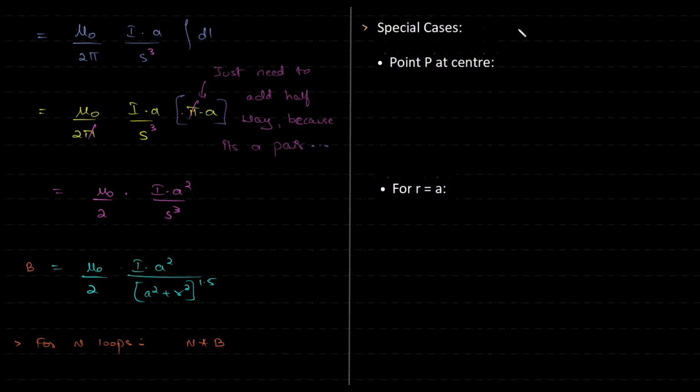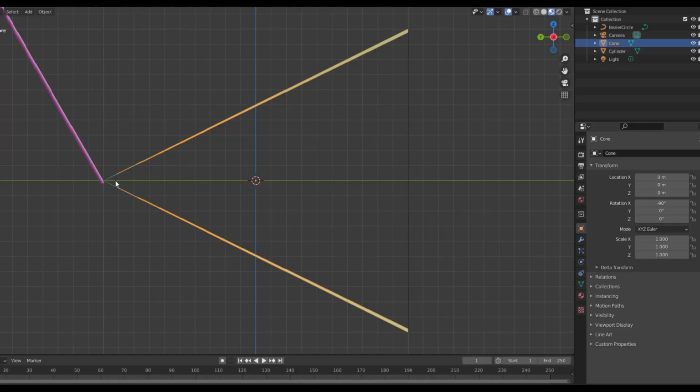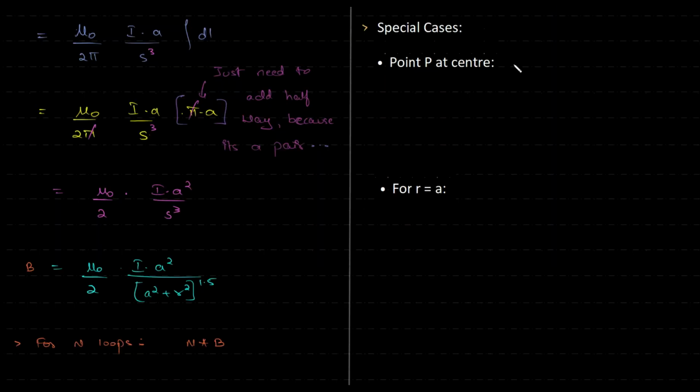So when point P is at the center, basically this point goes to the center. It's over here. If it goes to the center, what will happen to this distance? Yes, that will become 0. So in this case, r is 0. R is not the radius. It is the perpendicular distance. Therefore r will be equal to 0. So B we have mu naught by 2 I a square divided by a cube. 2 into 1.5 is 3. So this is mu naught I by 2a. Right? Makes sense?